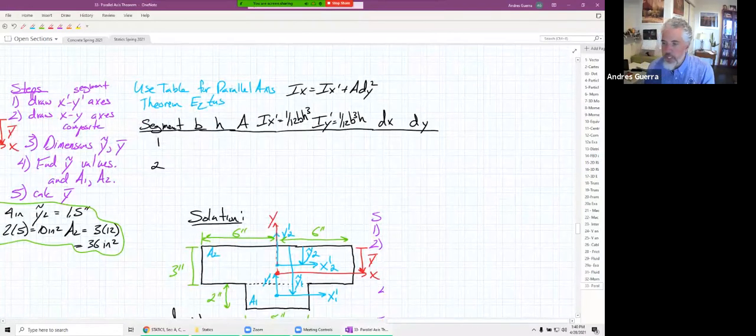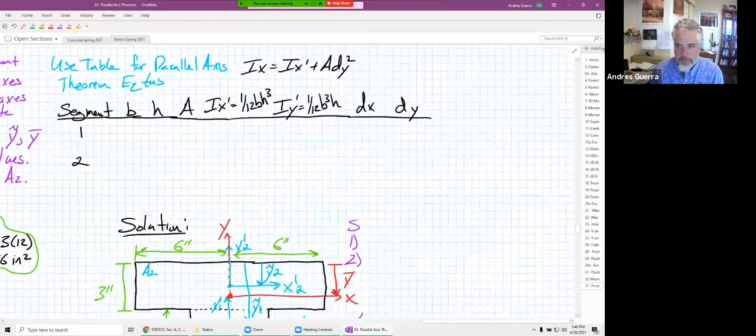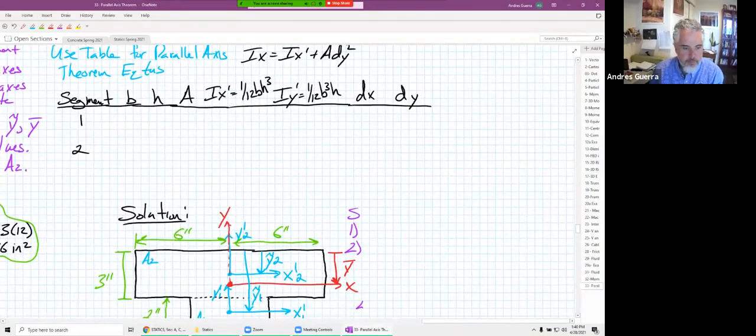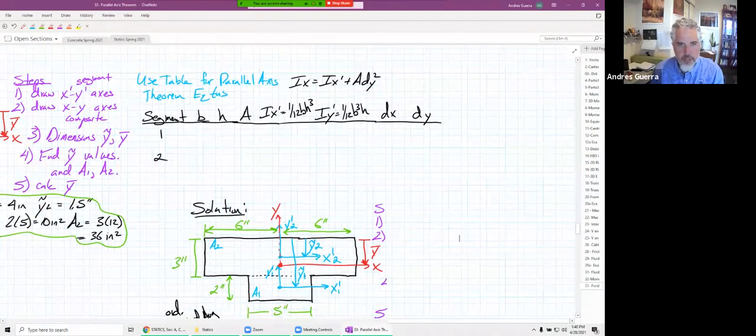Yes, segment 1 and 2 are referencing A1 and A2. So those are our rectangles that we're referencing. Yep. Let's zoom out just a little bit so we can see that.